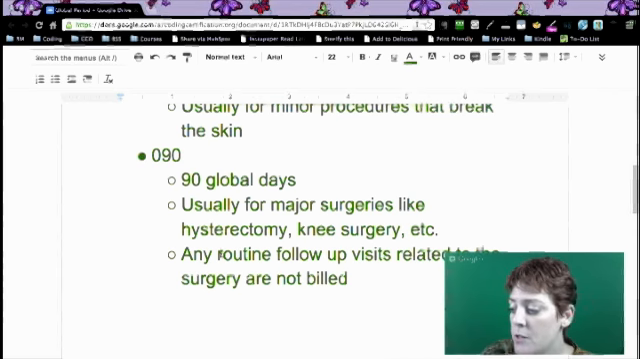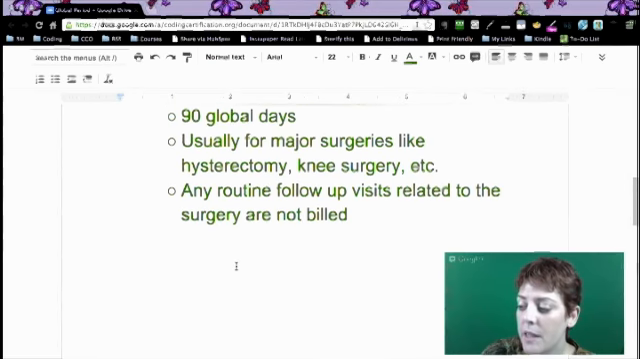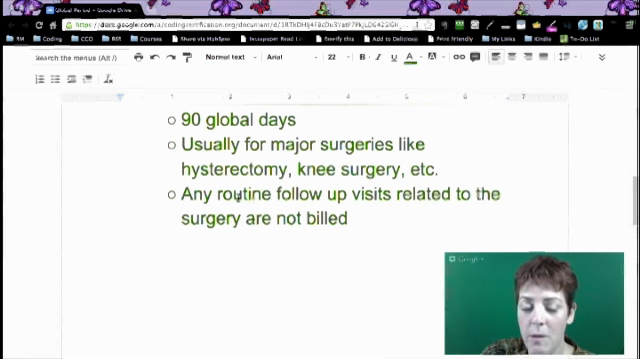Okay, so the key here, I was going to make a bullet of it, but I don't think I did, is any routine follow-up. If it's not routine, if it's a complication, then you are allowed to bill an E&M.